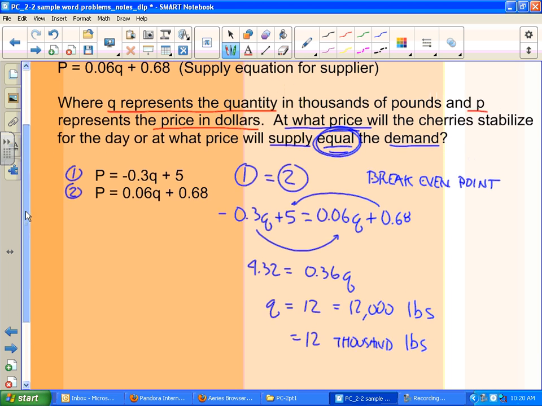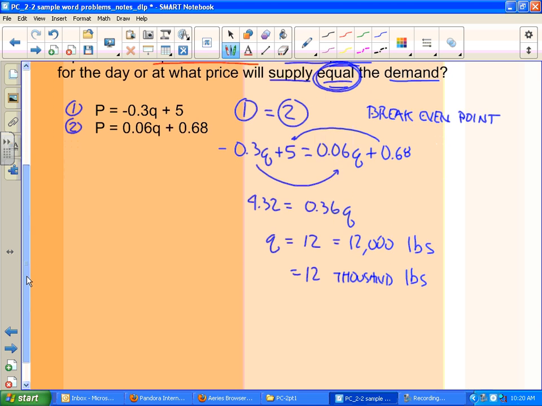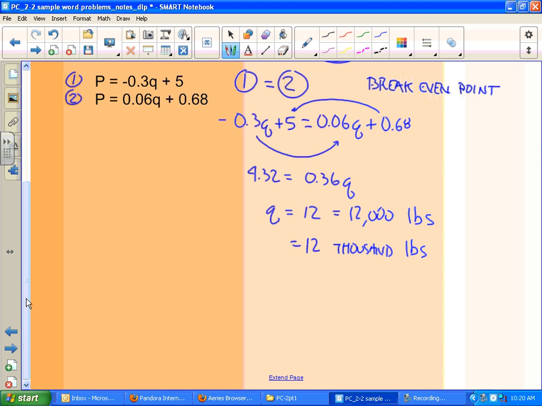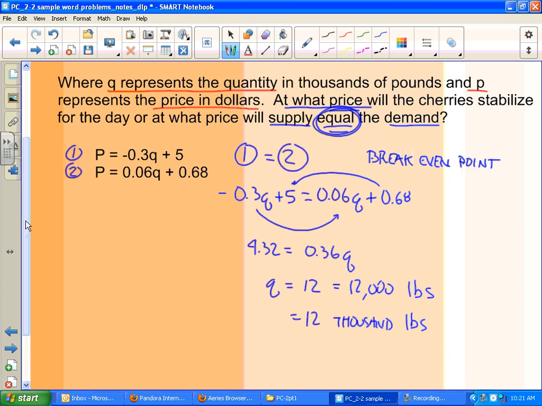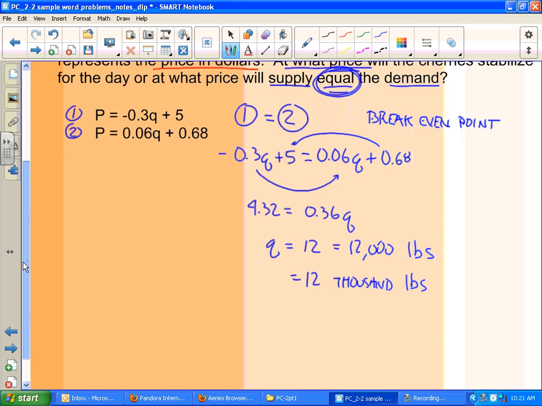Okay, now let's make sure that we've answered the question. At what price will the cherries stabilize for the day, or at what price will the supply equal the demand? Have we answered the question? Yes or no? No. We haven't found the price. All we did was find out how many thousands of pounds you need to have in order to make the prices the same. So we're not done here. This is just the amount. We need to go find the price that happens to create this situation. So we got to go find P for this.